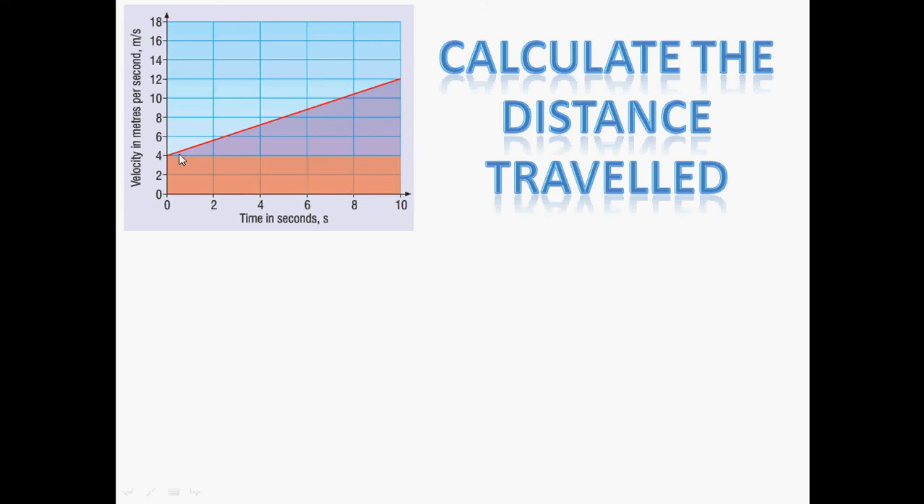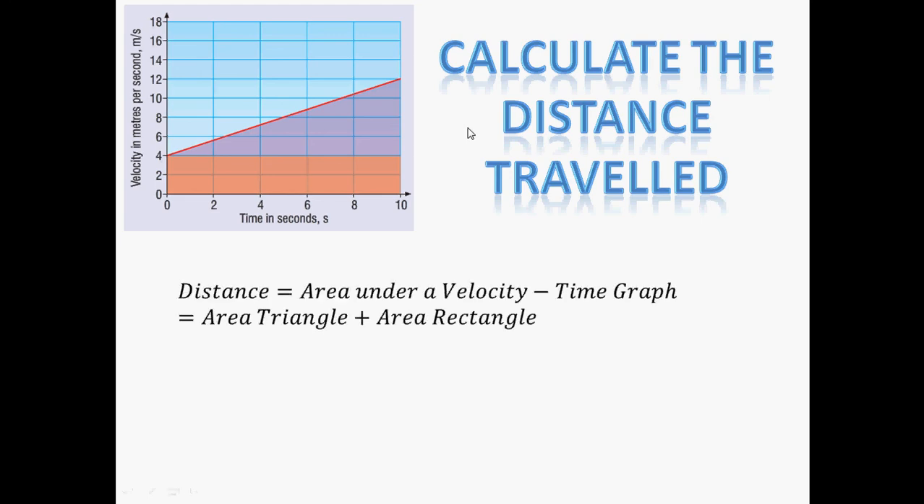And all that I need to do is figure out the area of my rectangle, add up to the area of my triangle, and I get the total distance traveled. So the distance traveled is going to be the area under the graph. So it's the area of the triangle plus the area of the rectangle. The area of the triangle is going to be this distance, so that's going to be 10 times the height. So I went from 4 to 12, so that's going to be a distance of 8.